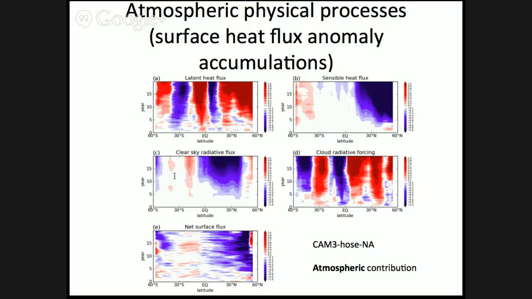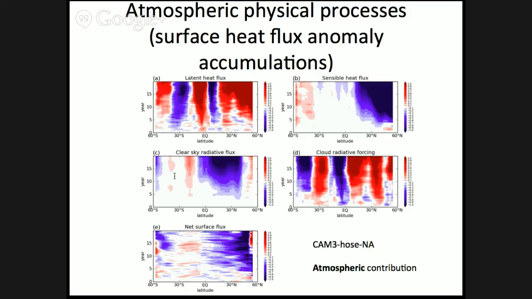And you see that the clear sky radiative flux anomaly is upward, which means that the surface air is cooling much faster than the surface water. So this, and the surface sensible heat flux, is also contributed by the air sea temperature difference.